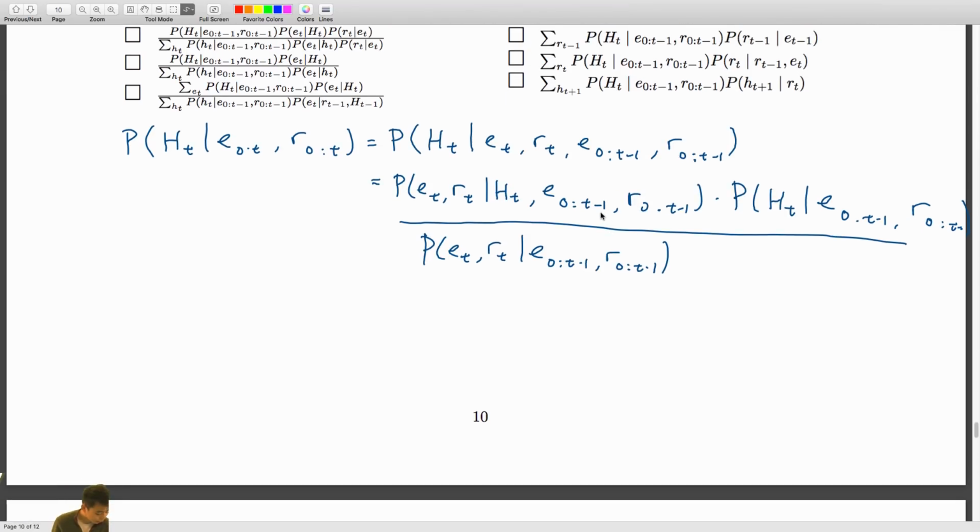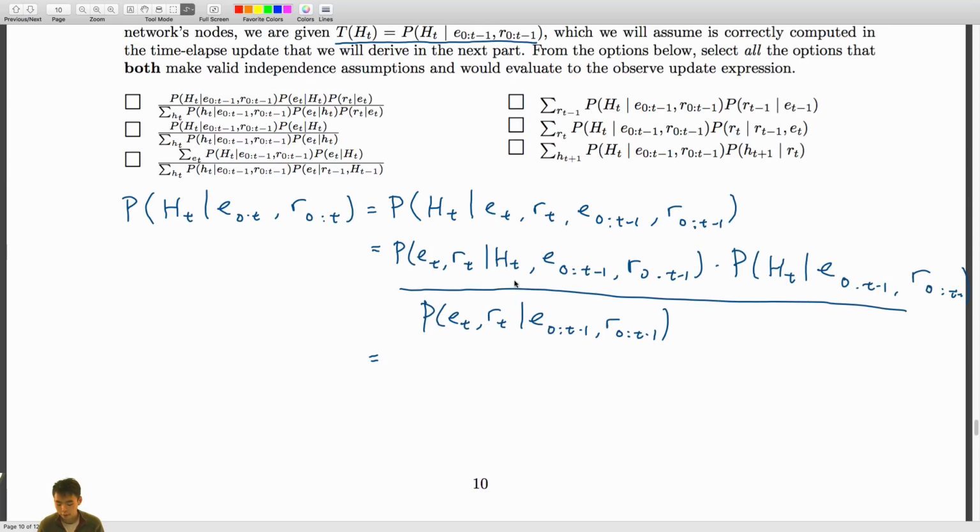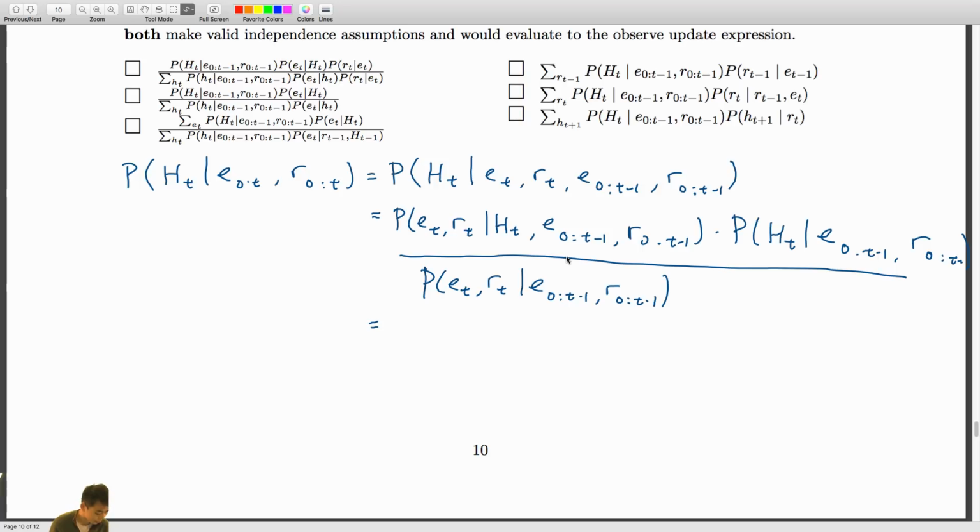So how are we going to find these terms? First, what we can note is that conditioned on HT, ET and RT are independent of the past evidence and the past actions. So we can simply write this out as the probability of the current evidence conditioned on HT, times the probability of that certain robot action conditioned on ET, times the probability of HT given all the past evidence.